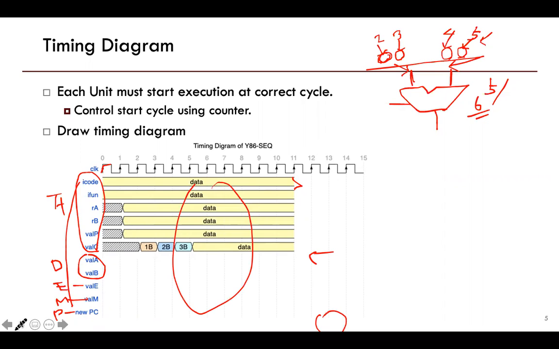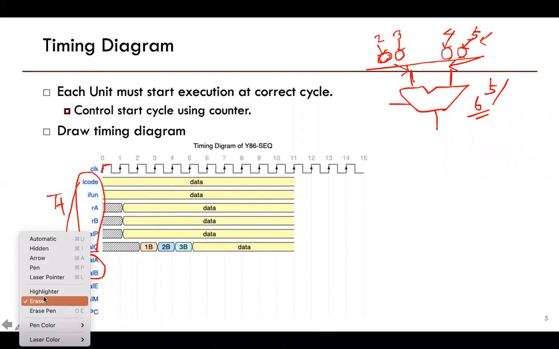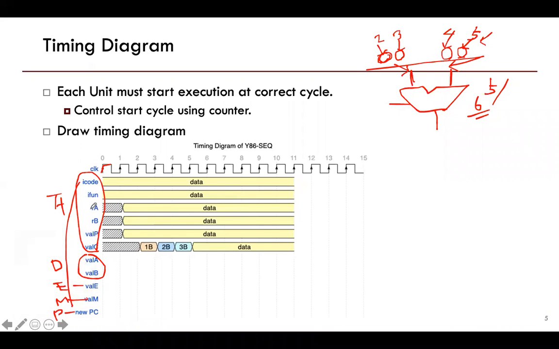Let me erase something. Okay, so here I just drew it for the fetch unit. See here, since the icode and ifun are stored in the first byte of the machine code, they are available at the first cycle, right? Once we read 1 byte at the first cycle, then both icode and ifun are available.